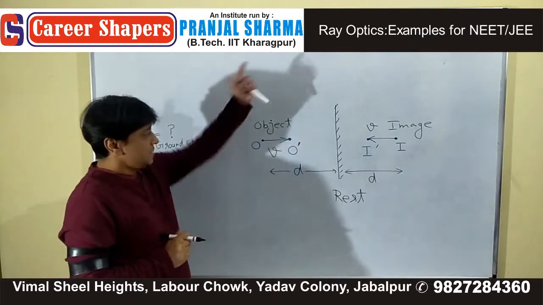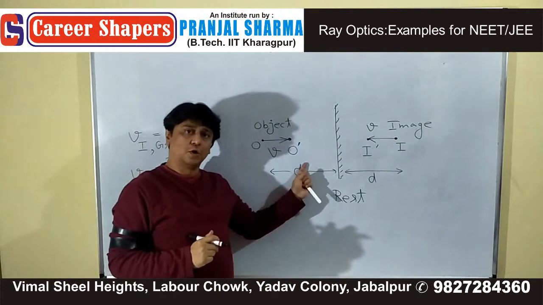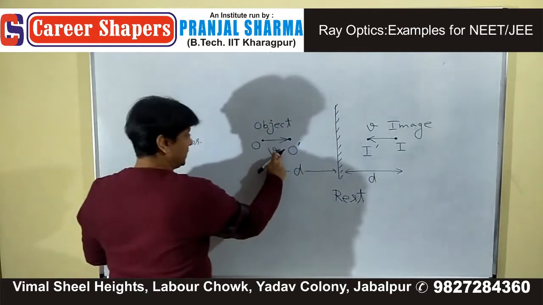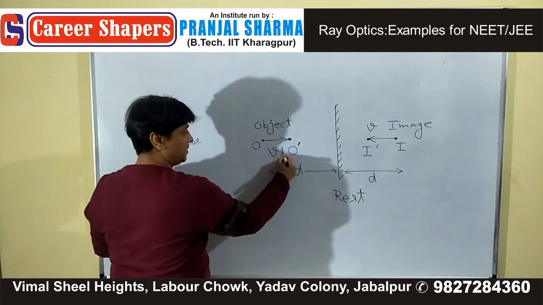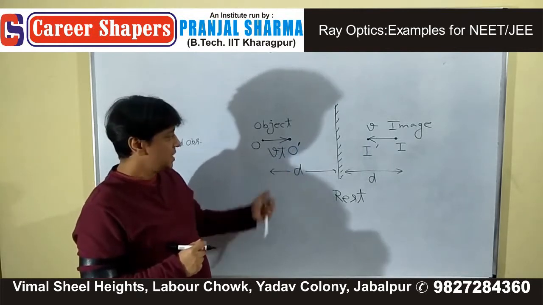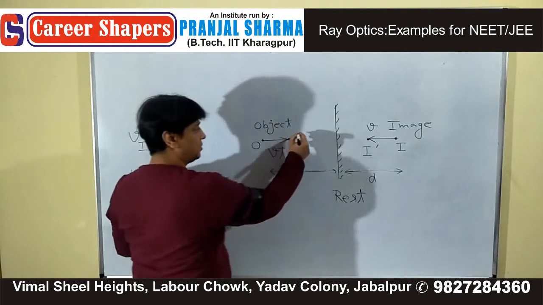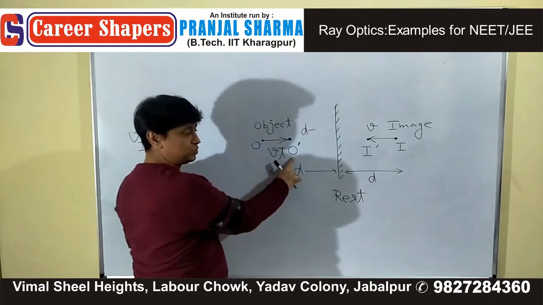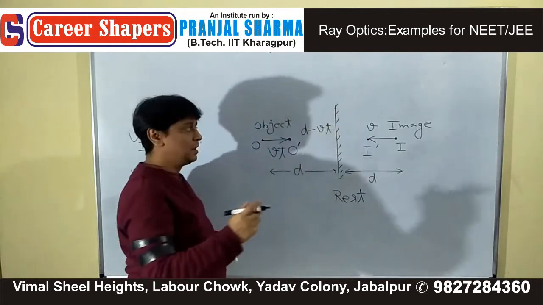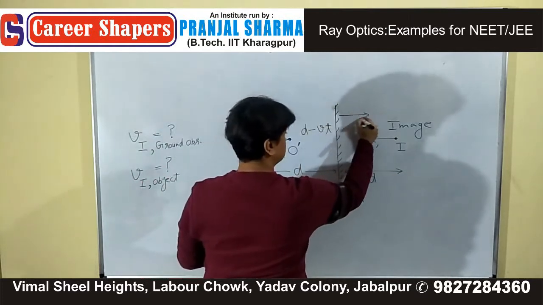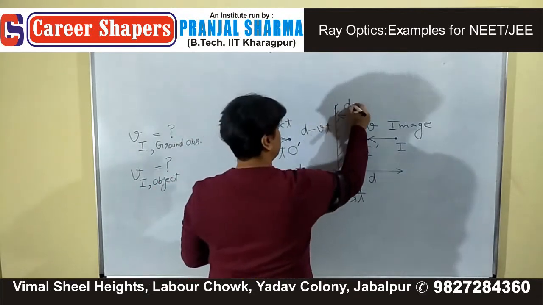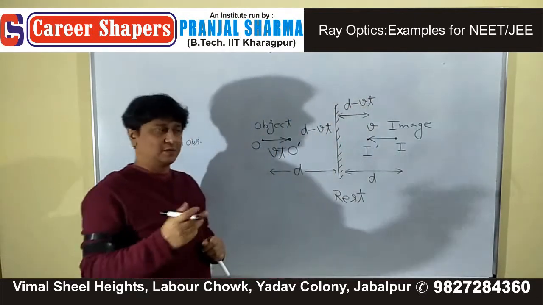Now, from O to O dash, object takes time t to move, and therefore, distance moved from O to O dash will be v into t. Distance is speed multiplied by time. This is v into t, which means now distance left between new position of object and the mirror is D minus vt. Therefore, this distance between mirror and new position of image should also be D minus vt.